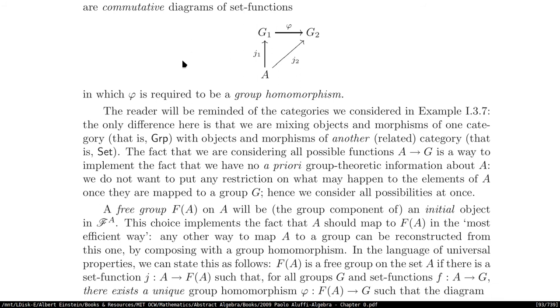So the free group F of A on A will be an initial object in this category, right? So what this lets us have is that if this is an initial object, you can take the mapping from A to F of A, and you'll see this in the most efficient way, which means that, like, you can see this... what was that? I'm forgetting this.